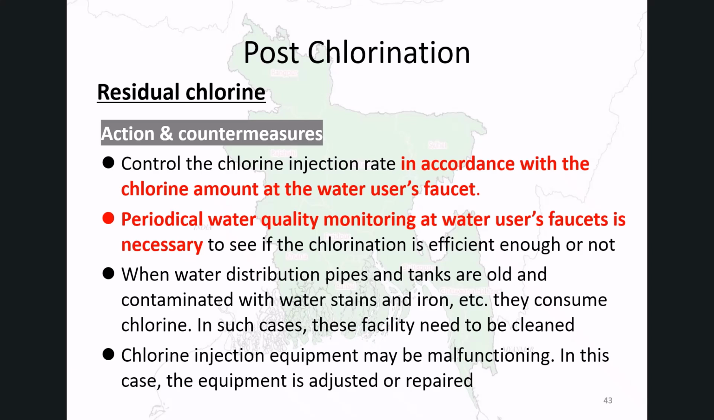3. If distribution pipes and tanks are old or contaminated with water stains and rust, they may consume chlorine. In this case, cleaning of the facilities is required. 4. Maintenance of the chlorine equipment is needed when there is a malfunction of the chlorine injection equipment. If residual chlorine cannot be controlled properly, the equipment should be inspected, adjusted, or repaired.